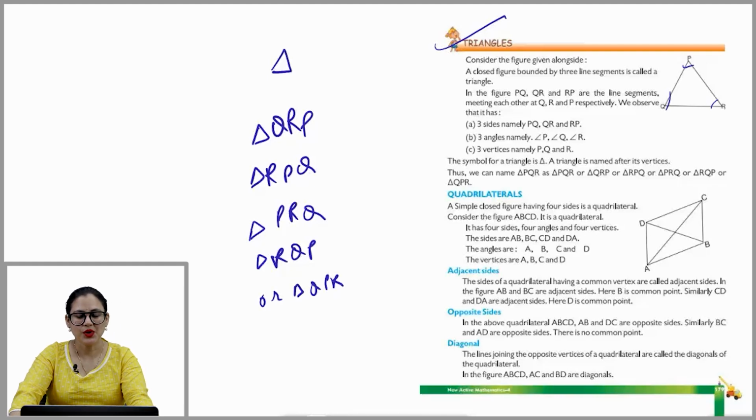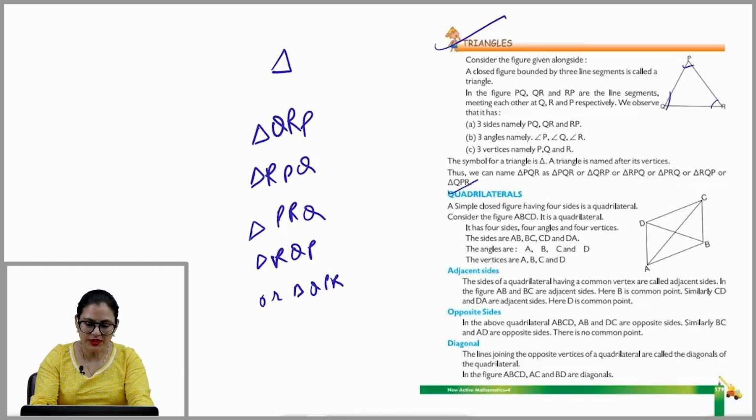Quadrilaterals. A simple closed figure having 4 sides is a quadrilateral. Consider the figure ABCD. It is a quadrilateral. It has 4 sides, 4 angles and 4 vertices. The sides are AB, BC, CD and DA, the angles are angle A, angle B, angle C, angle D, and the vertices are A, B, C and D.